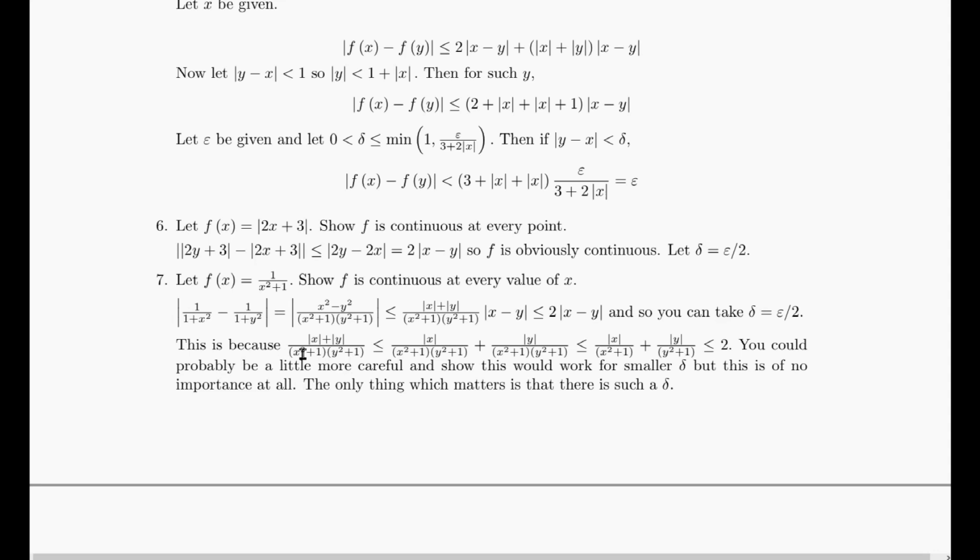The reason why that's true is that this is less than or equal to this plus this, and that's smaller than this plus this, and that's smaller than 2. Okay, so we're done. This is continuous at every point.